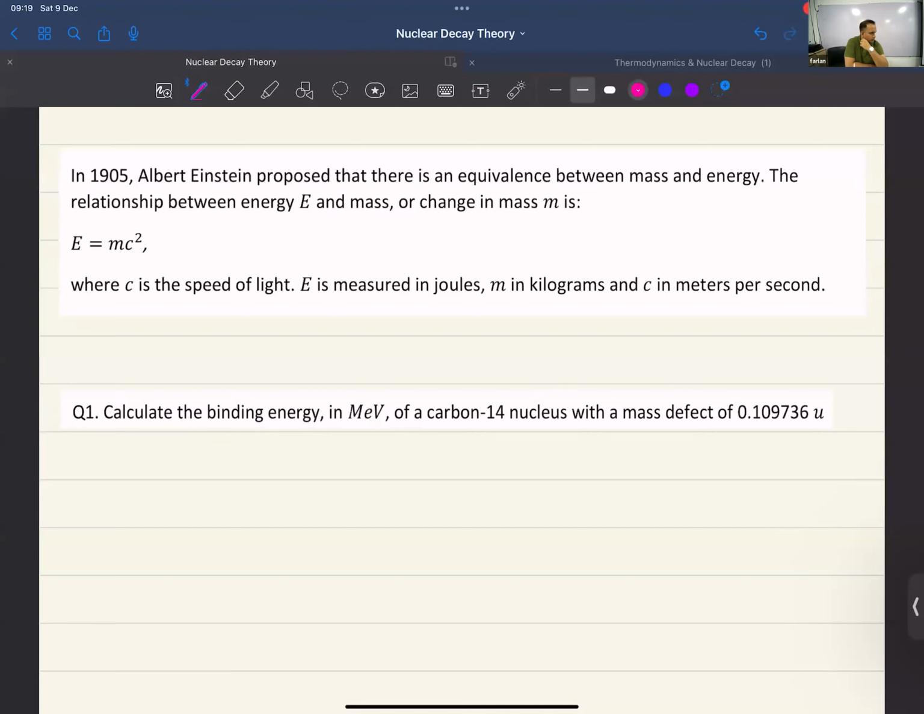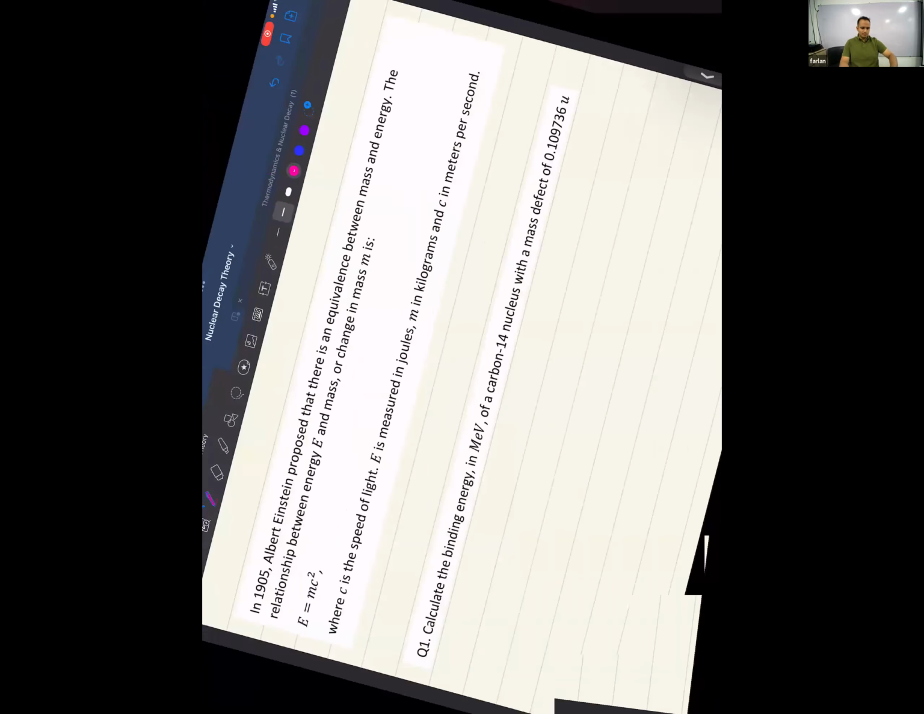Okay. Wait, now listen. Guys, what is mass defect? What is mass defect? Loss of mass. I mean, how is there a loss of mass here?